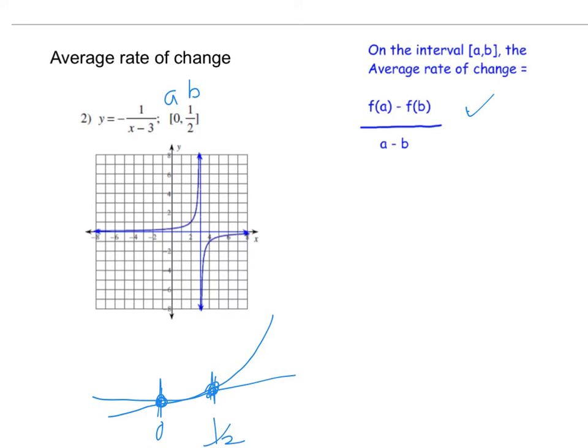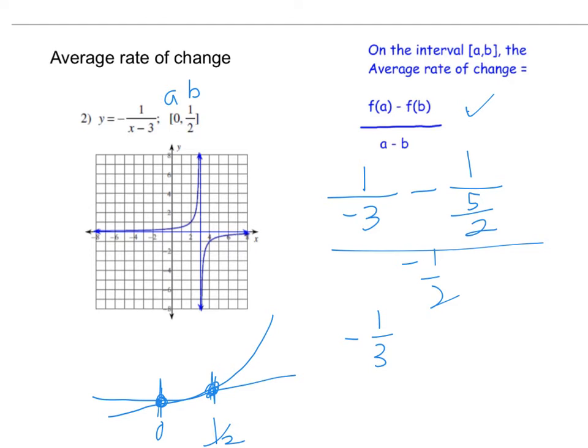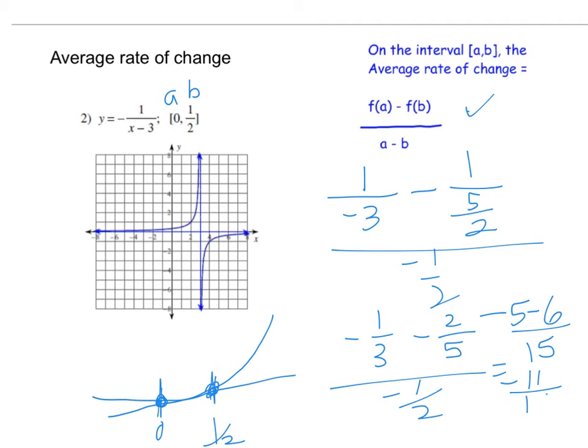So we would have 1 over negative 3 minus 1 over, and that's 1/2 minus 3, so it's 5/2, over a minus b, so negative 1/2. So this is really just some playing around with fractions. Minus 2/5 over negative 1/2. And in the top I have 15. So I've got negative 5 minus 6. So negative 11. Negative 11 over 15.